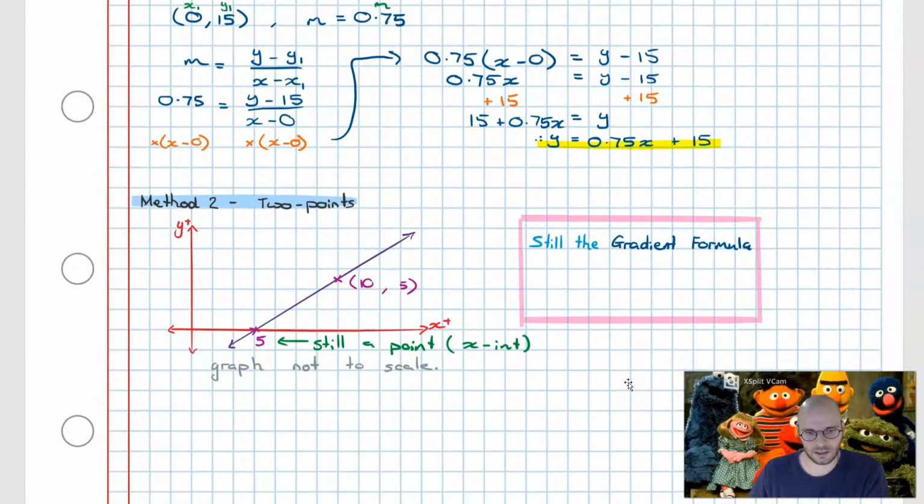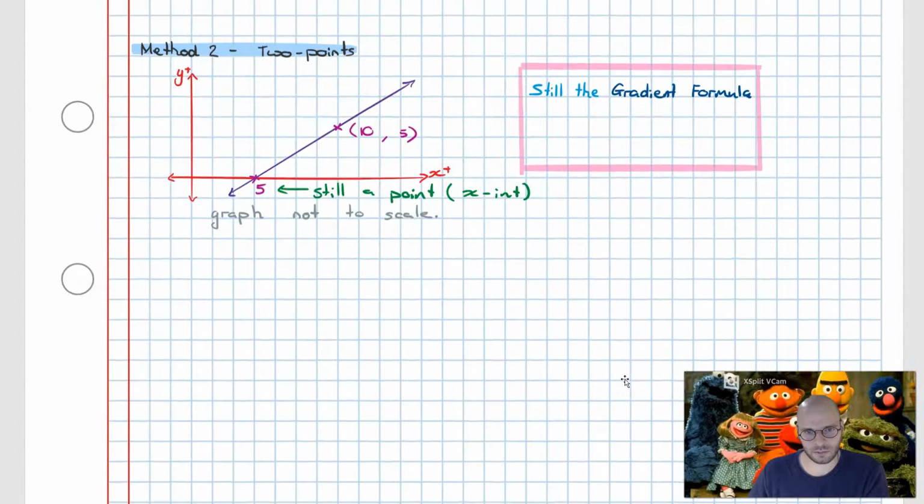Alright, moving down, we're looking at a second method in which we can deduce the equation of a line. In this situation over here, we're given 2 points, the x-intercept and just an arbitrary point over here. Now using these two pieces of information, we're going to deduce the equation of a line. Now the way in which we do that is we still use the gradient formula. So y minus y1, then x minus x1.